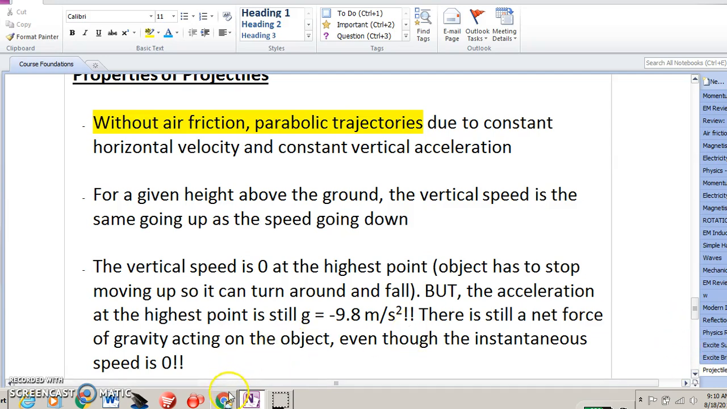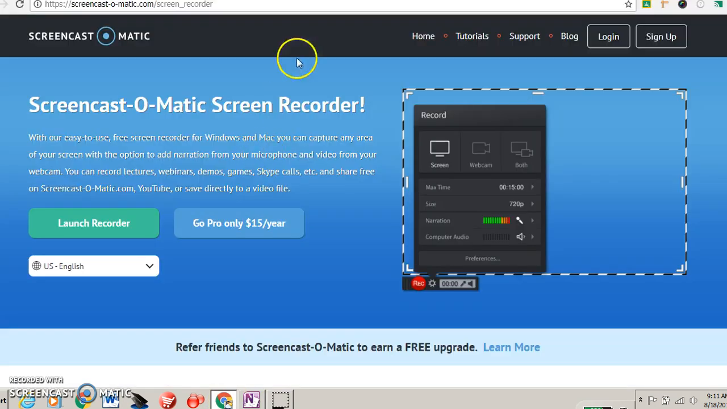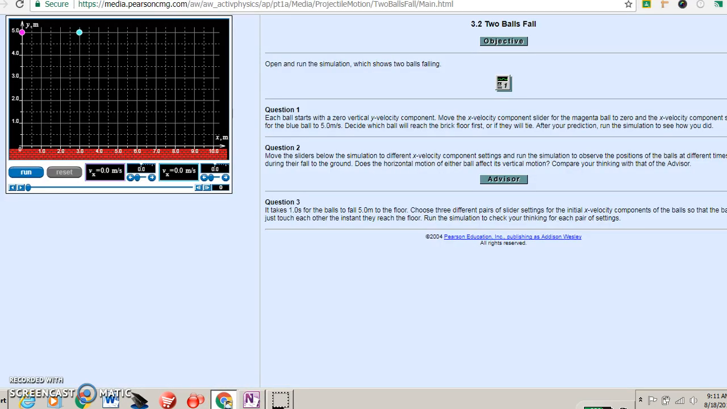Now, there are some pictures that can help us with this, and I'm going to pull up some simulations. The first one here is two balls starting at the same height. We're just going to drop them straight down. Hopefully you've done this before, where if you drop two different weights, they hit the ground at the same time. They accelerate at a constant 9.8 meters per second squared until they hit the ground. Again, assuming we can ignore air friction.